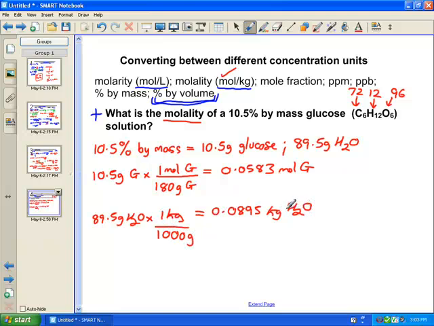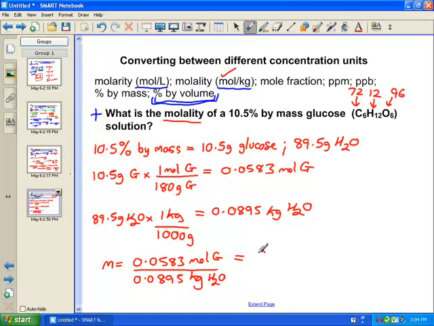So when I figure out my molality, I'm going to do my moles of solute over my kilograms of solvent. So therefore, what we can say is 0.0583 moles of our solute divided by, in this case, 0.0895 kilograms of our solvent is going to give us 0.652 moles per kilogram, or we could just say M. That is the molality of our solution.